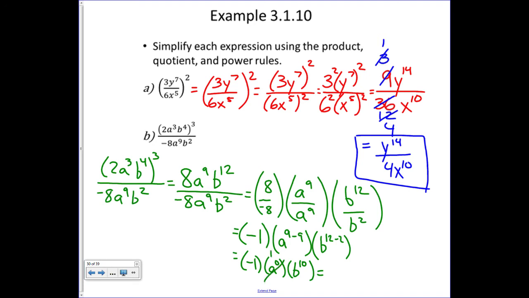And you could have seen that before. A to the 9th divided by a to the 9th, any number divided by itself is just 1. And so what we're left with is negative 1 times b to the 10th, or just negative b to the 10th. So as you're working these problems, make sure to keep track of all of the rules and all of your order of operations.